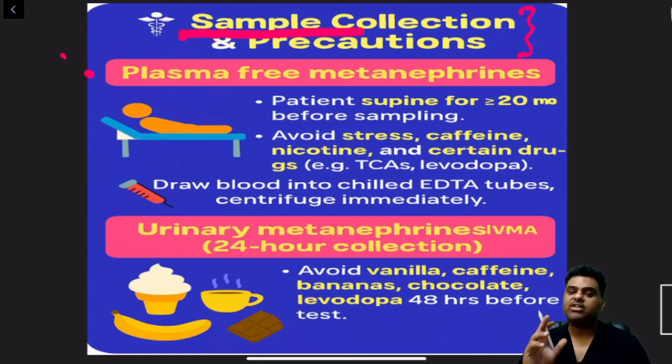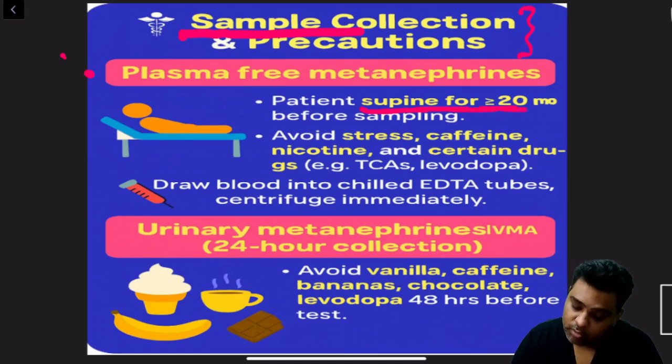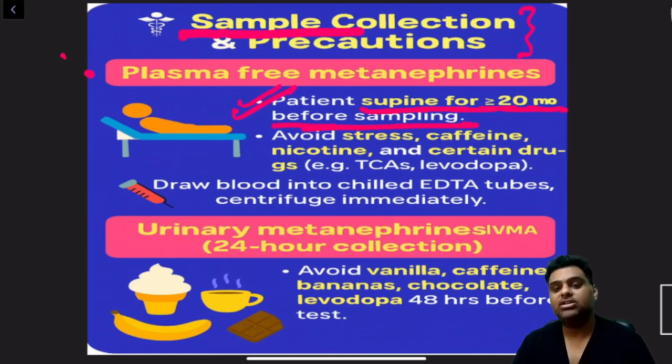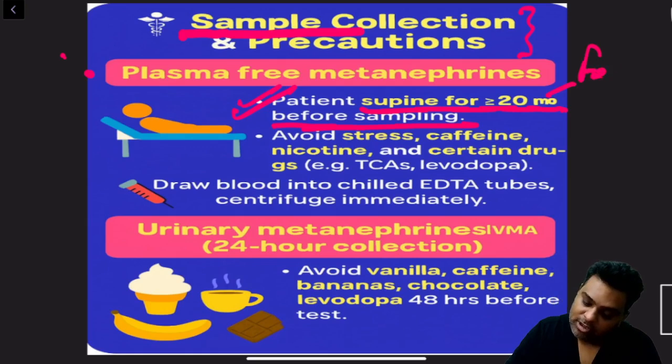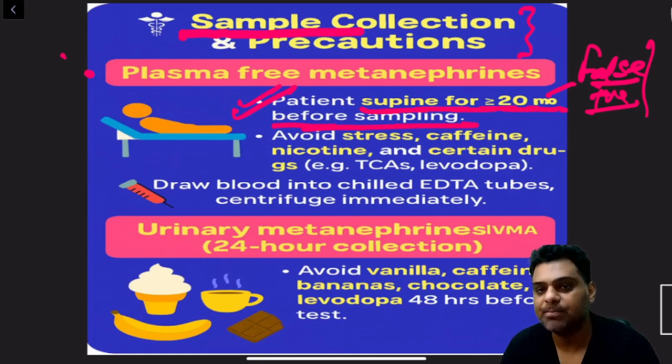Therefore, it is always advised that the patient should be supine for 20 or more minutes before the sampling. This is very important to understand. This can be asked, and you have to understand why the patient should be in the supine position for more than 20 minutes before sampling: because if the patient is sitting or standing, we can have a false positive value because of the overstimulation of the sympathetic system.